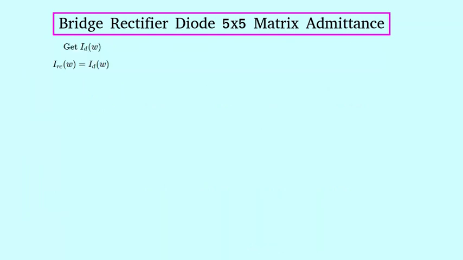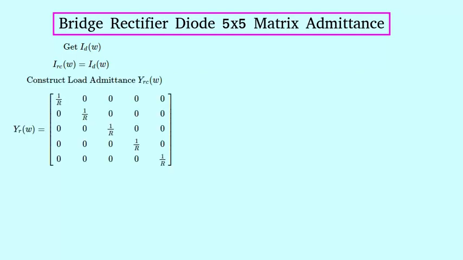So now to find the current through this diode called ID, we'll use the half-wave rectifier circuit to find it. The diode current should be equal to the load current. We'll construct the load admittance for each sampled voltage. The admittance for a resistor is this, being a diagonal matrix of the reciprocal of its resistance. It behaves like a scalar real number.